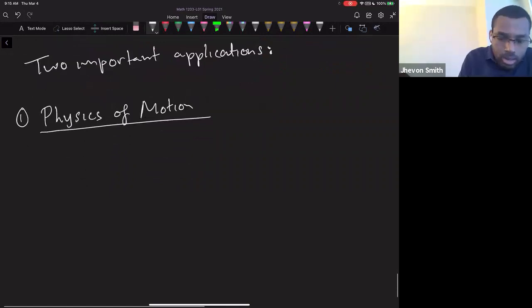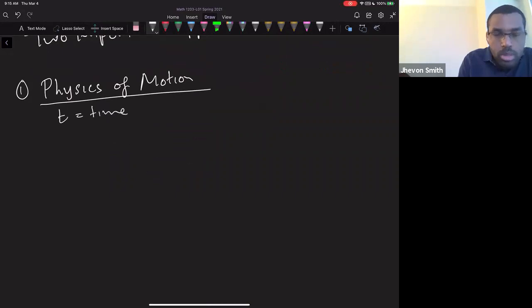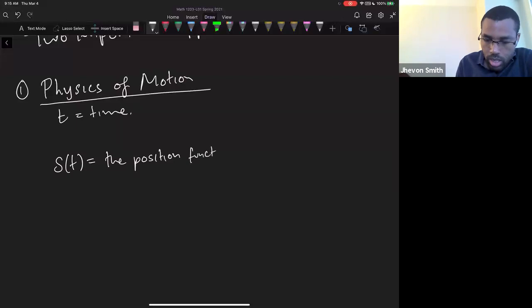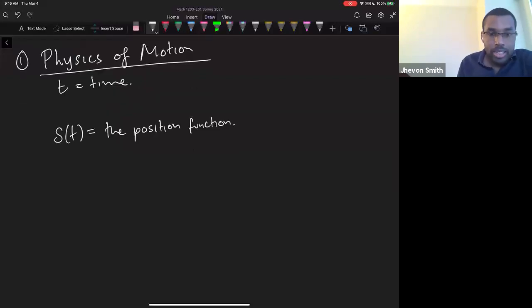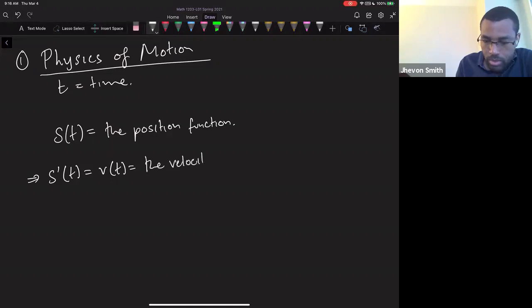So let's say t is time, and we have a function that we call s, for traditional reasons. And let's say this is the position function. So that's like your current location at time t. It turns out we can take the first derivative, s prime. This gives us a function that we call v of t, or the velocity function. And velocity is speed in a particular direction.